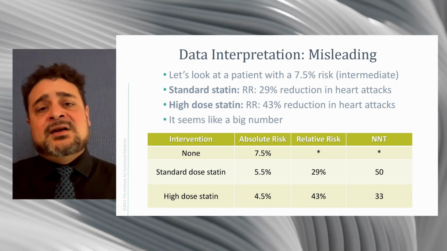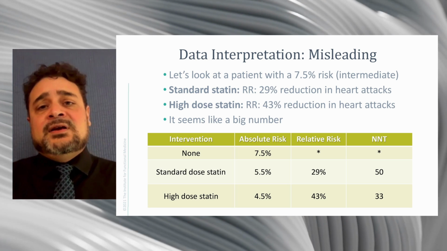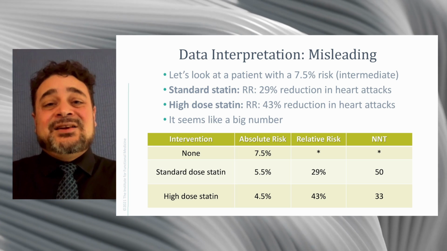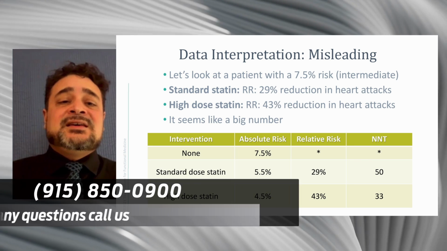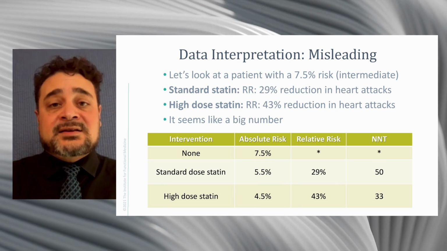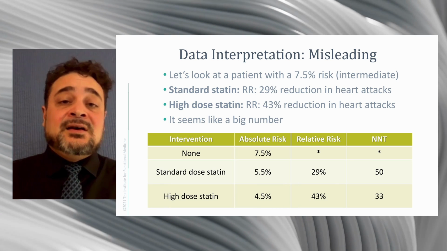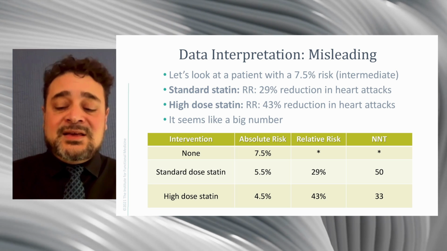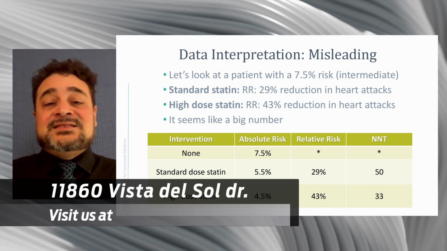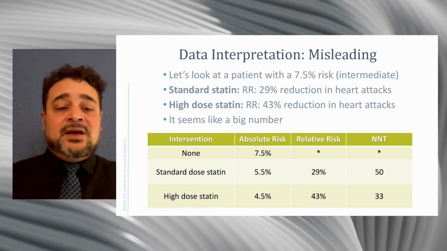So if you look at our patient that has a 7.5% risk of having a heart attack or stroke in the next 10 years, on a standard dose statin, it says his relative risk is a 29% reduction in heart attacks. 29 sounds like a big number. If he goes on a high dose statin, looking at relative risk, it will cause a 43% reduction in heart attacks.